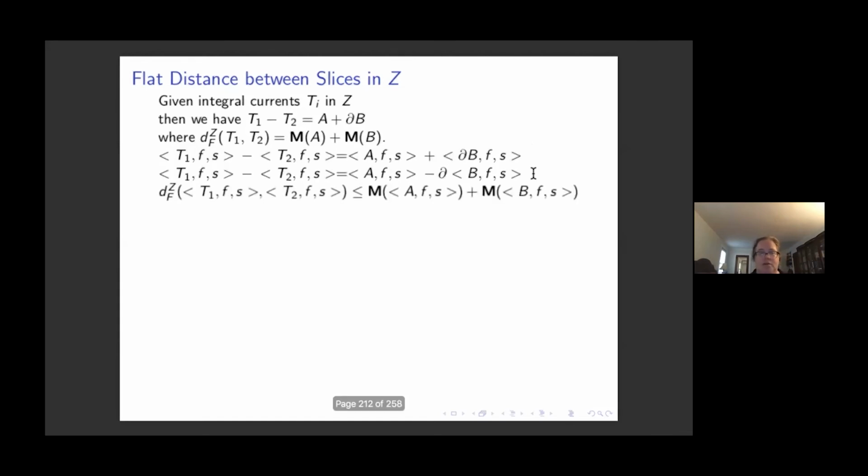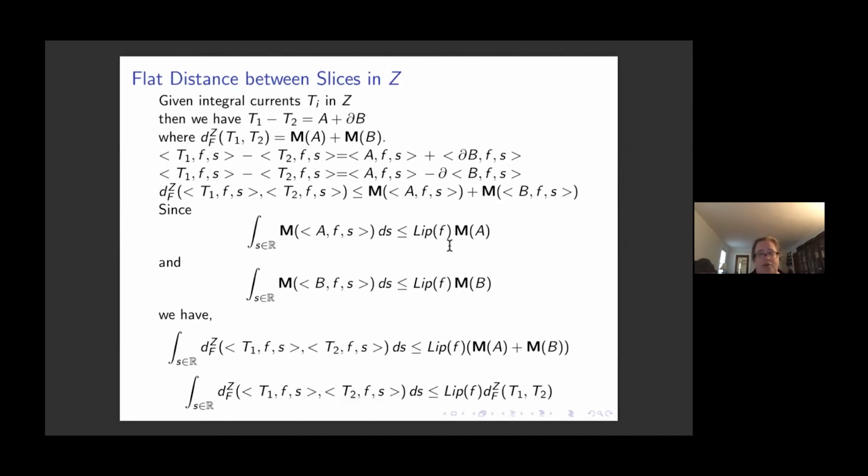All right, so then the flat distance from this slice of T1 to this slice of T2 is less than or equal to the mass of this slice plus the mass of this thing here, B sliced. Okay, so now we have an estimate on the flat distance between these two slices. Remember, this formula is only for almost every S. All of these are for almost every S, and so is this, almost every S.